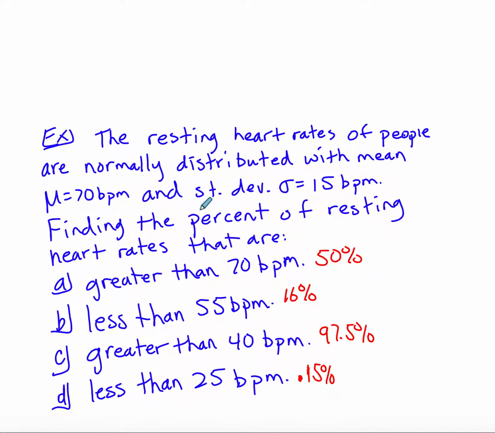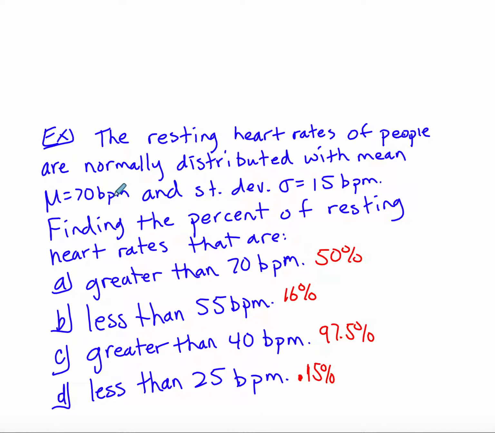An example is, let's say we look at the resting heart rates of people. It happens to be that these are normally distributed with a mean of about 70 beats per minute and a standard deviation of about 15 beats per minute. These are population values, so that's why we use the symbols mu and sigma for mean and standard deviation, because they are in fact population values. The way we got them is we took a bunch of samples and we graphed them, but we decided these must be close to the values. We'd like to find the percentage of resting heart rates that are greater than 70 beats per minute.